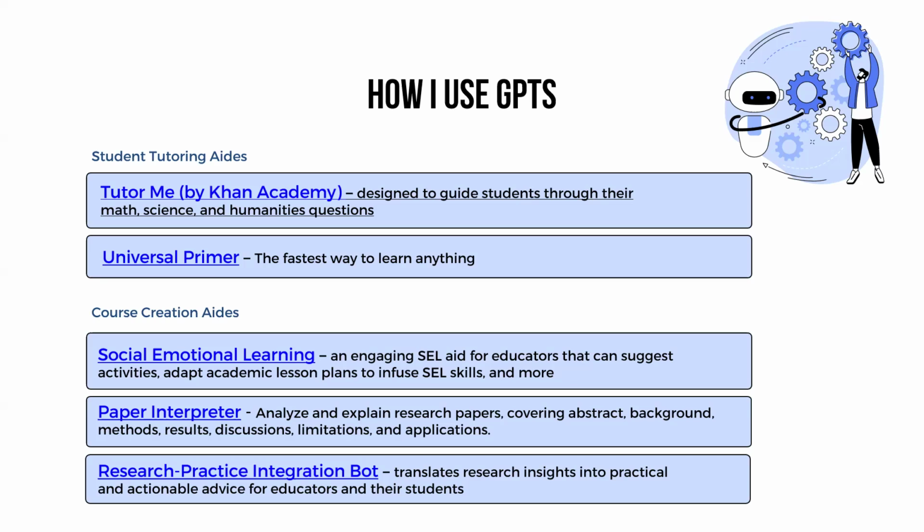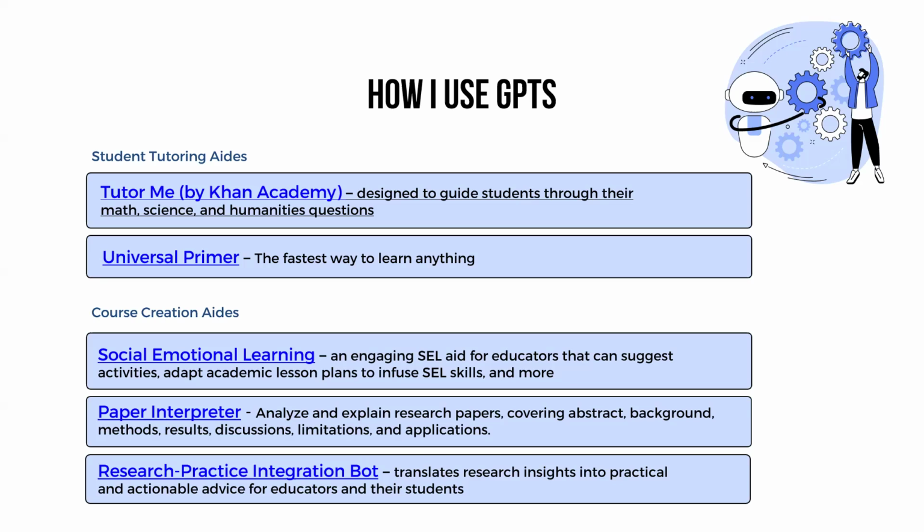Also, another few of them that are really good. The social emotional learning tool. This is an aid for your course content. You can put it in and make sure that your content follows these principles, and also gives you an example of how you can improve your content.